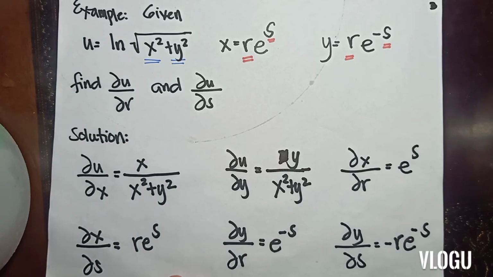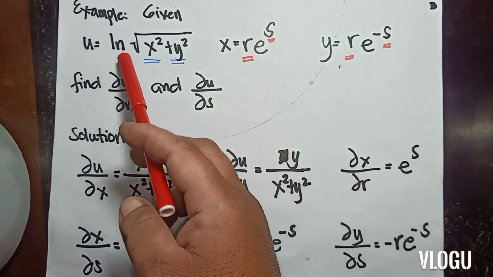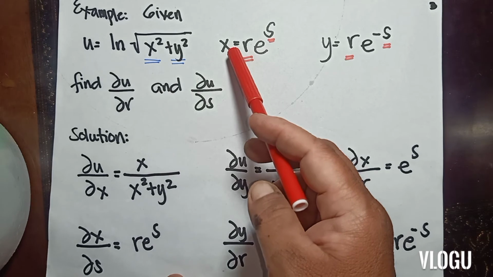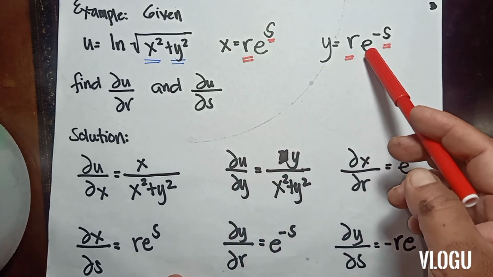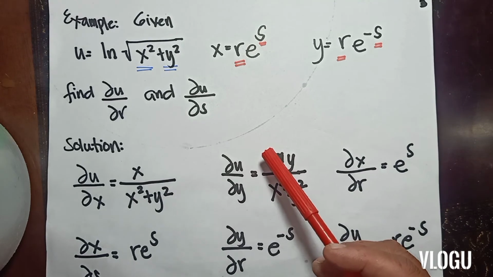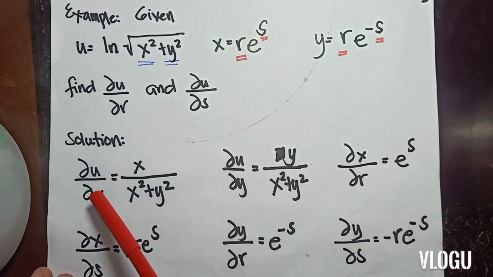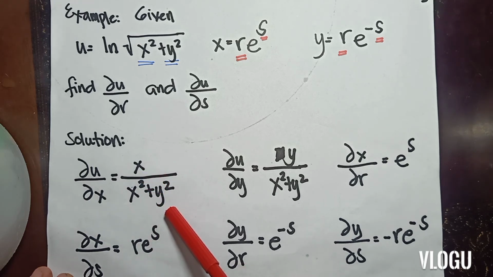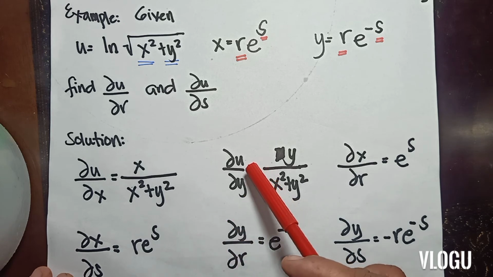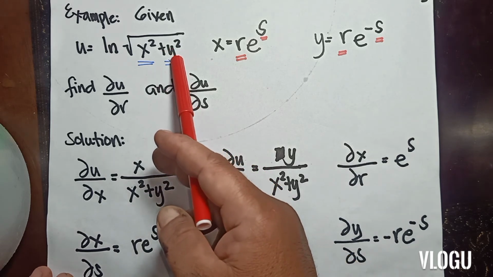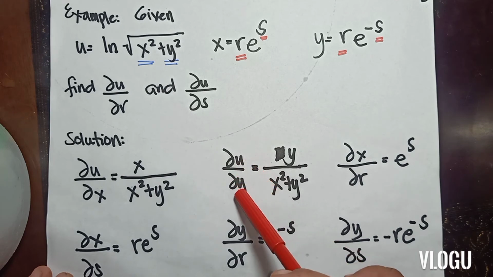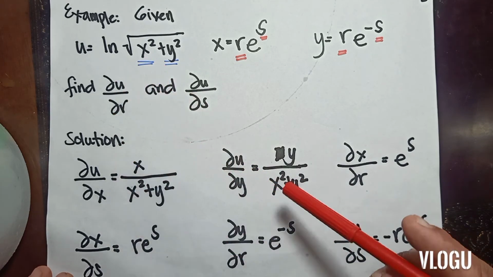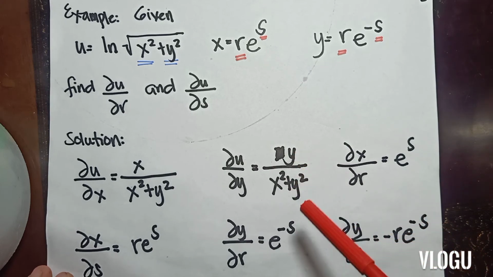Okay. The first example: we are going to find the partial derivative of u with respect to r and the partial derivative of u with respect to s, given u equals ln of the square root of x squared plus y squared, x equals re^s and y equals re^(-s). The partial derivative of u with respect to x is x over x squared plus y squared. For the partial derivative of u with respect to y, we consider x as a constant, so your answer will be y over x squared plus y squared.